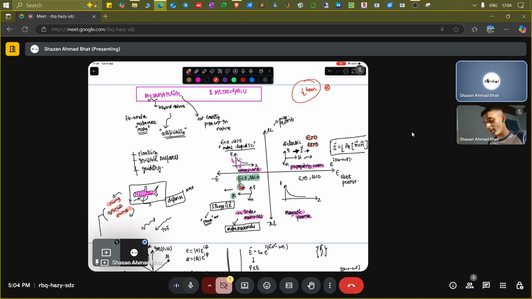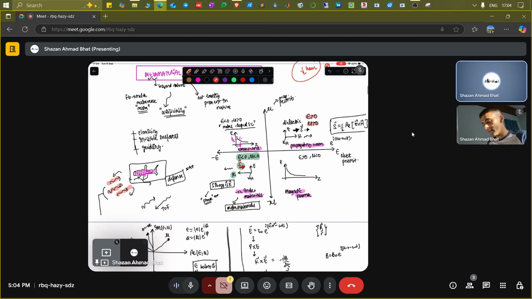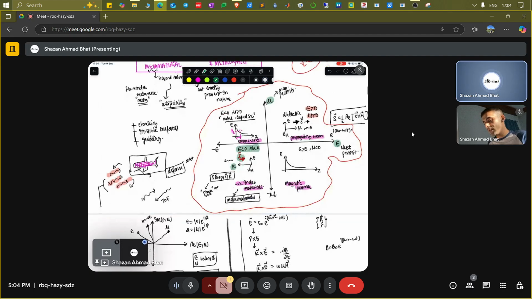It's not a material produced by nature, but something artificially produced using the laws of physics, obviously. We studied this particular diagram, which shows different regions of a figure with permeability on one axis and electrical permittivity on the other axis.